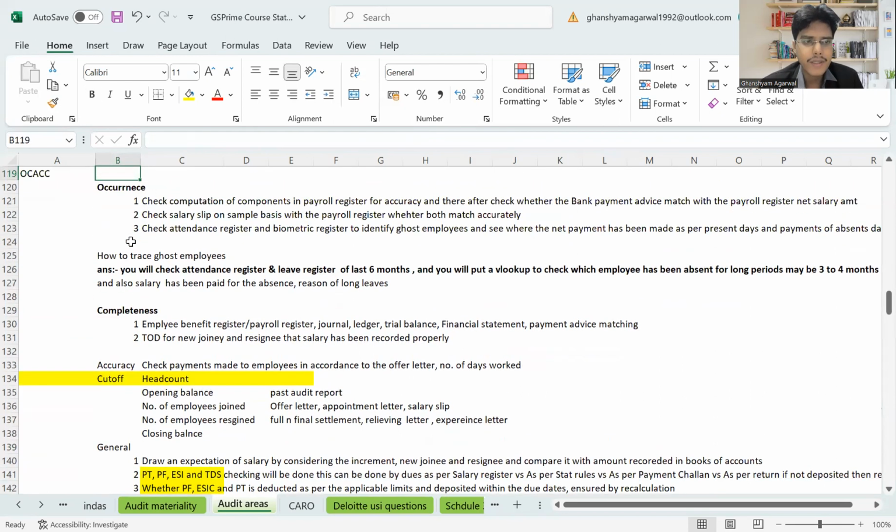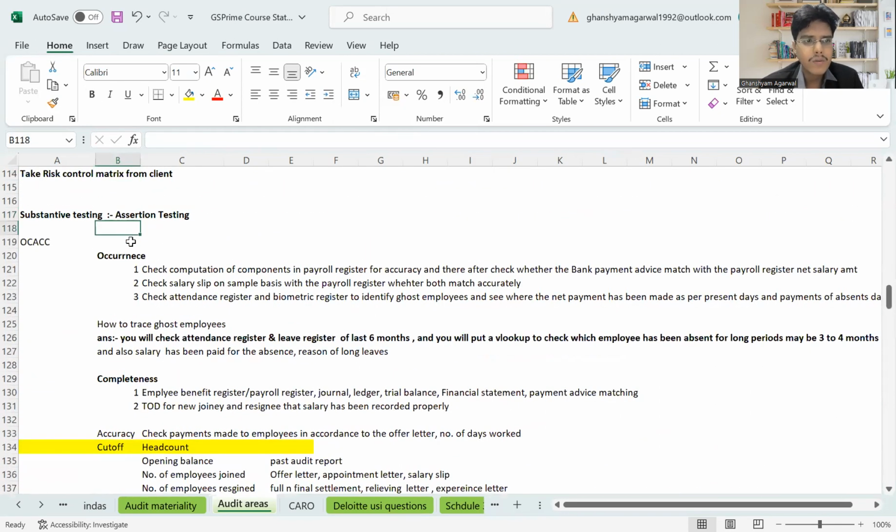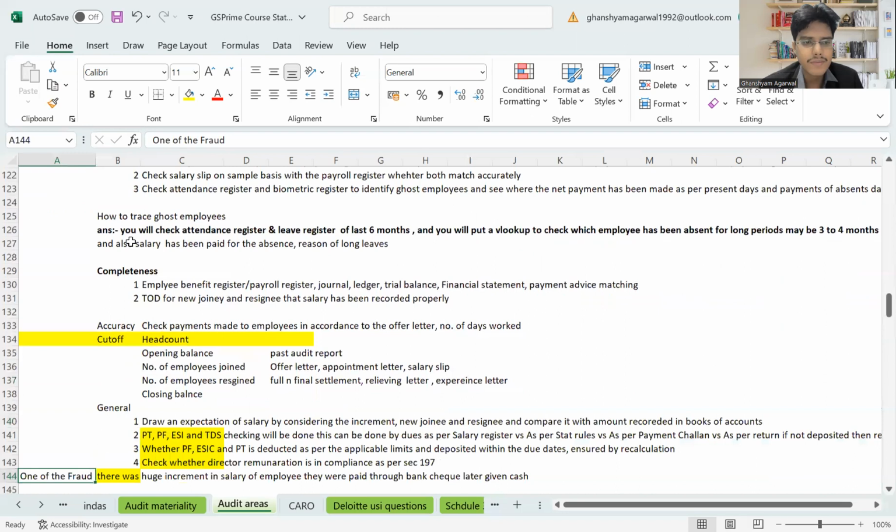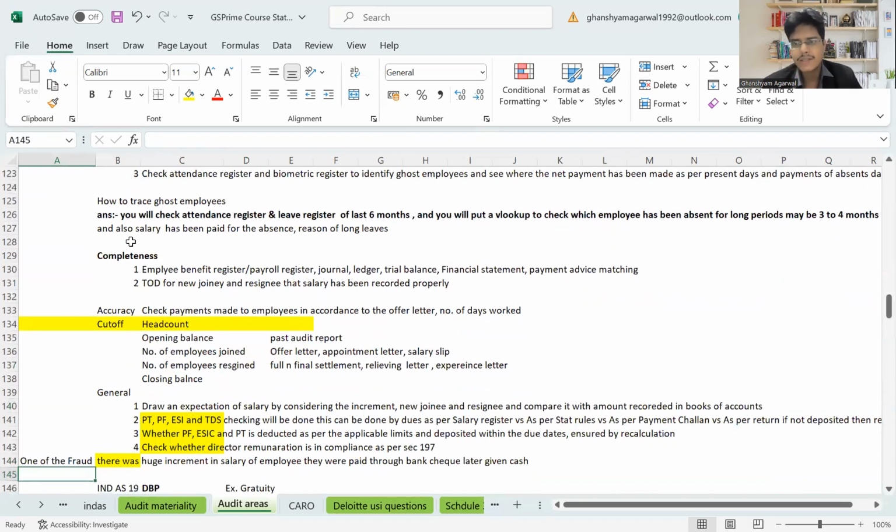I have covered everything out here. I think OCAC cutoff. Okay. Classification: left, right? In classification, the employees are properly classified, provident fund and all, as per Schedule 3, that is very important.